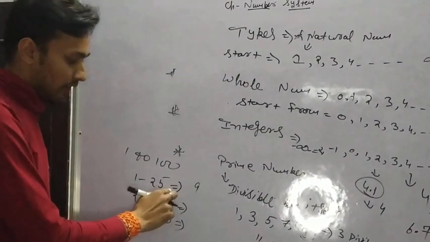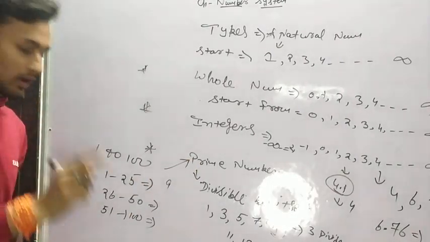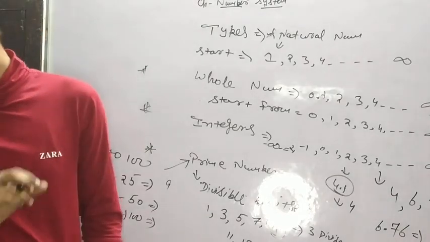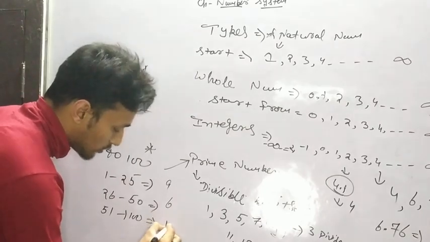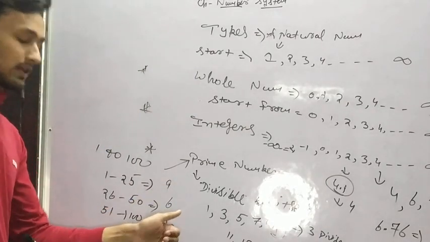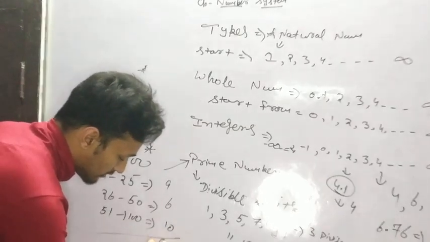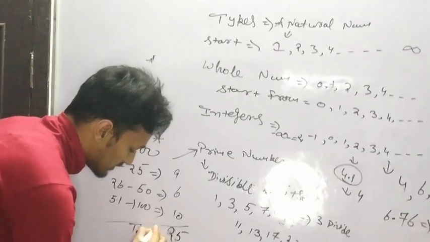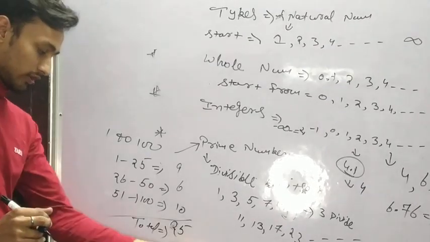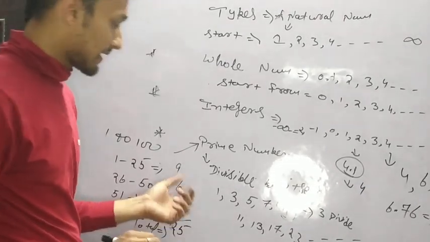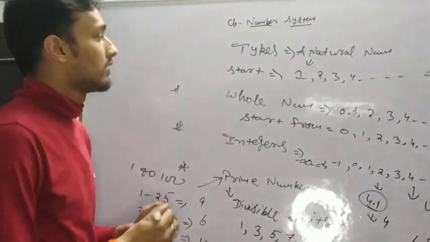From 1 to 25, 9 prime numbers are there, from 26 to 50, 6 prime numbers are there, and from 51 to 100, 10 prime numbers are there. 9, 6 and 10. So the grand total is 25. So we can say from 1 to 100, a total of 25 prime numbers exist. So friends, hope you all are clear with it. That was only an introductory part.